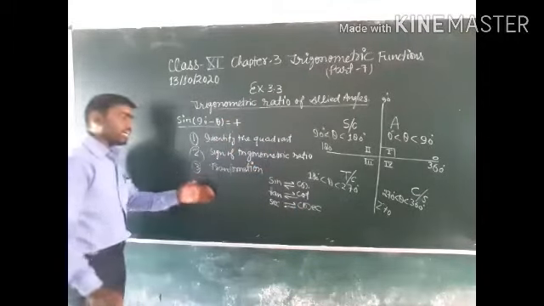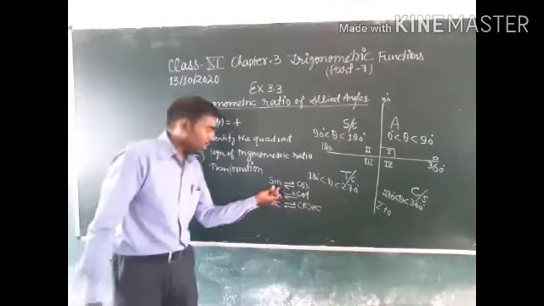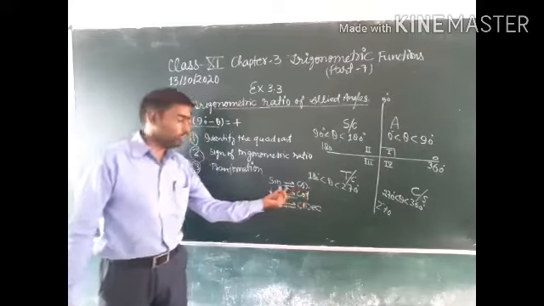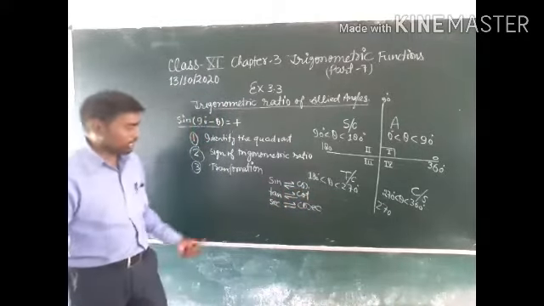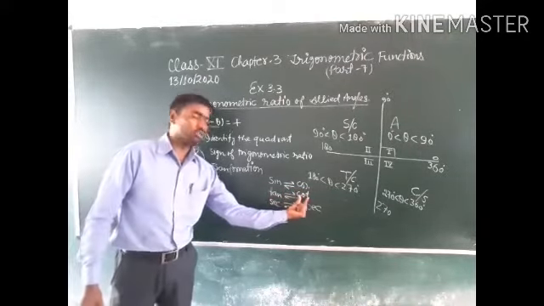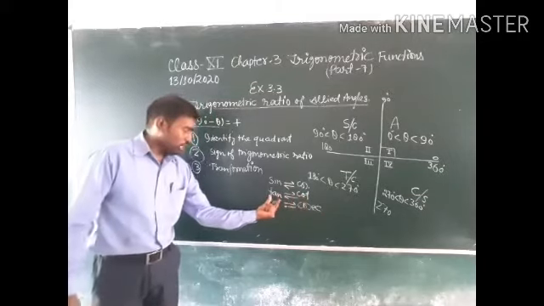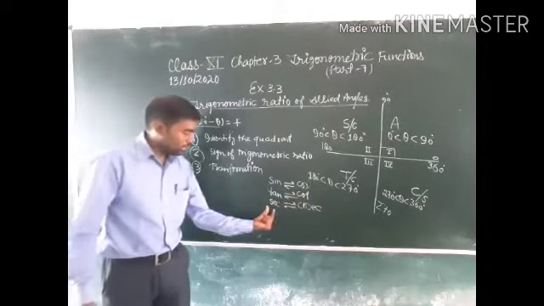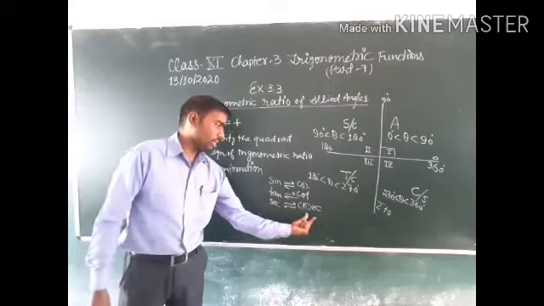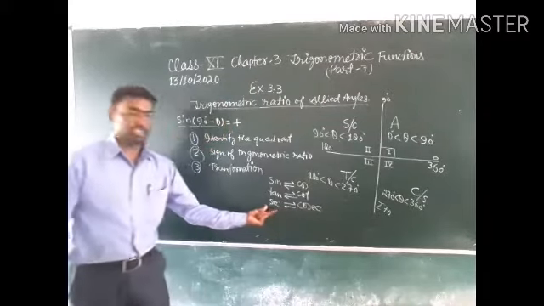And sec converts into cosec and cosec converts into sec. So what is the condition for sin converting into cos or cos converting into sin, and what is the condition for tan converting into cot and cot converting into tan, and also what is the condition for which sec converts into cosec and cosec converts into sec?